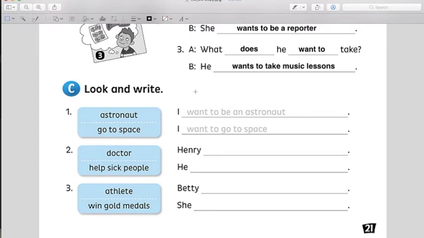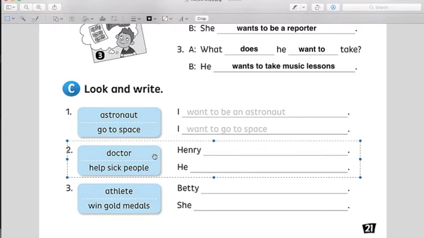Here we have letter C. Look and write. So let's take a look at the example sentence here. We have a dream job and what they do in the dream job. The first one is astronaut. And what does an astronaut do? Go to space. So we're going to write 2 sentences for each number. For number 1, I want to be an astronaut. Very easy. We should know these already. And what do you do as an astronaut? Go to space. So I want to go to space. Easy enough.